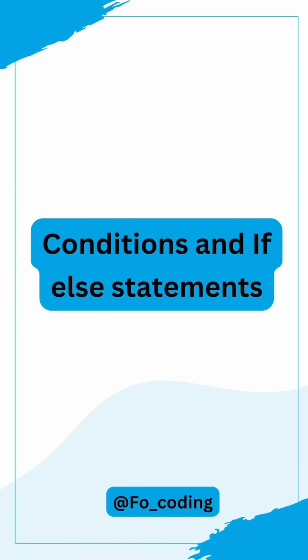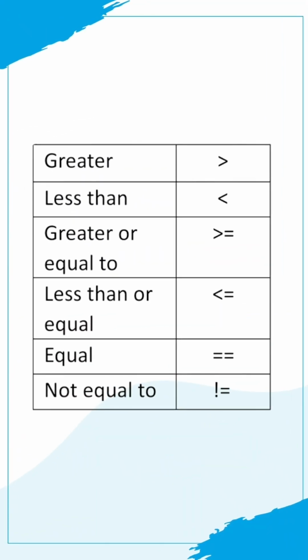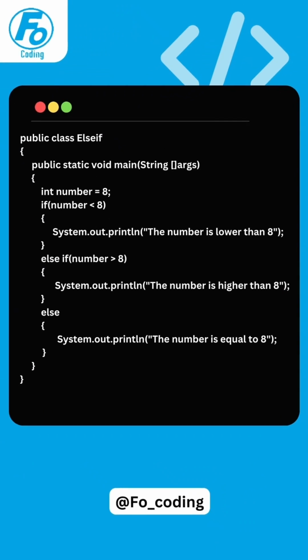Conditions and if-else statements. Java supports the usual mathematical conditions, as the symbols shown on screen. Logical conditions can represent if, for example, a number is smaller or greater, equal to or not equal to. The if statement will execute code if the condition is true. Else if will check if another statement is true. And finally, else will execute code if neither of these are true.